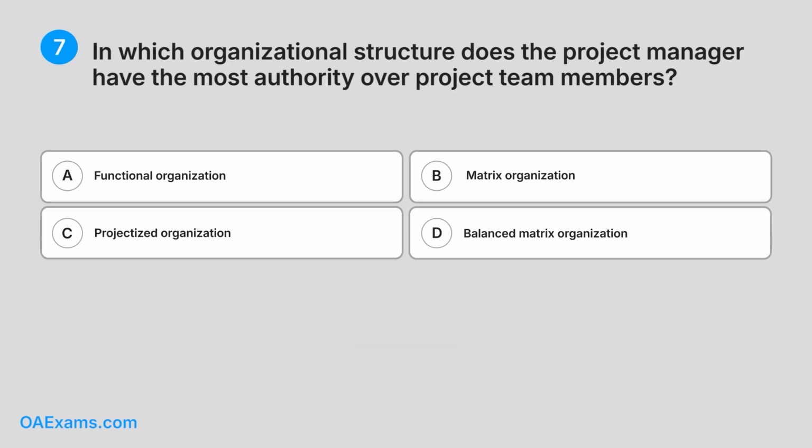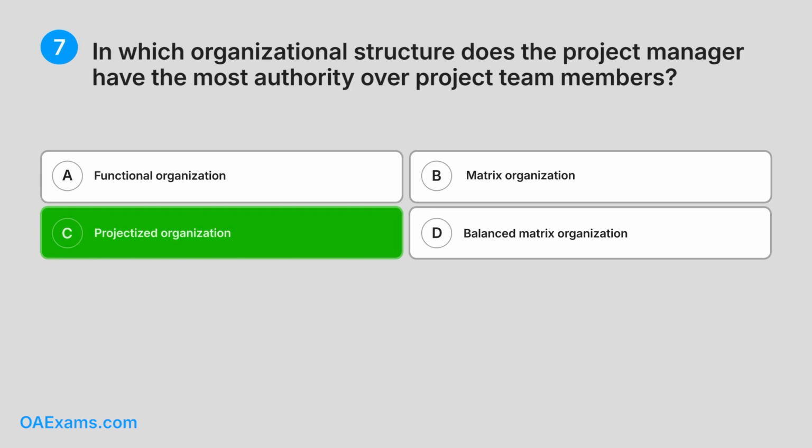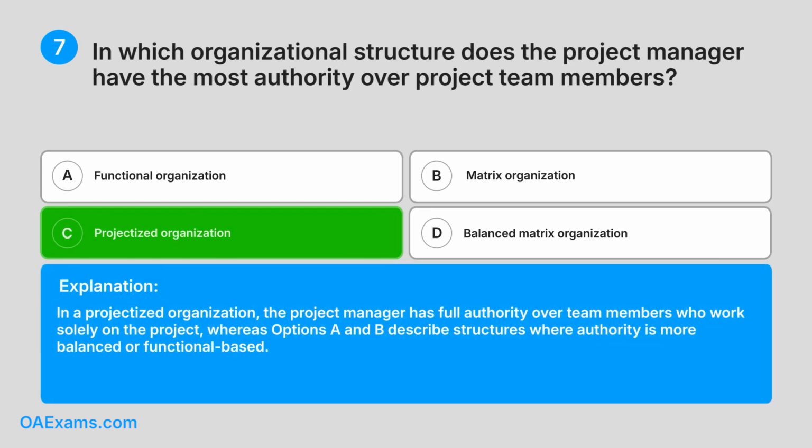Correct answer: C. Projectized organization. Explanation: In a projectized organization, the project manager has full authority over team members who work solely on the project, whereas options A and B describe structures where authority is more balanced or functional-based.